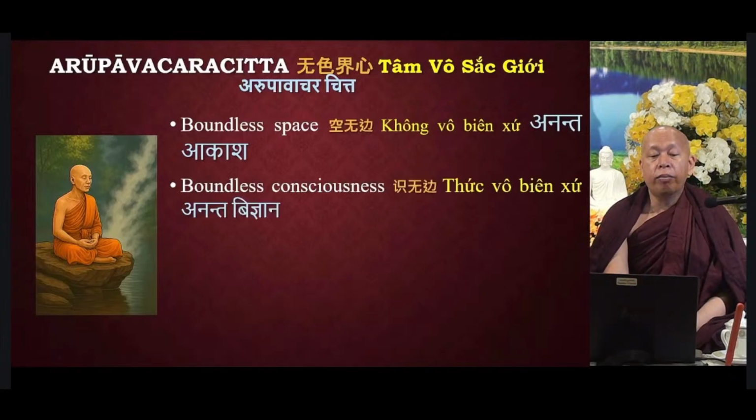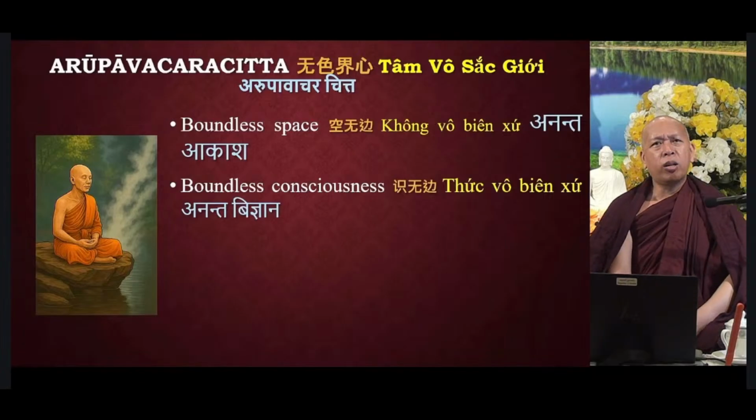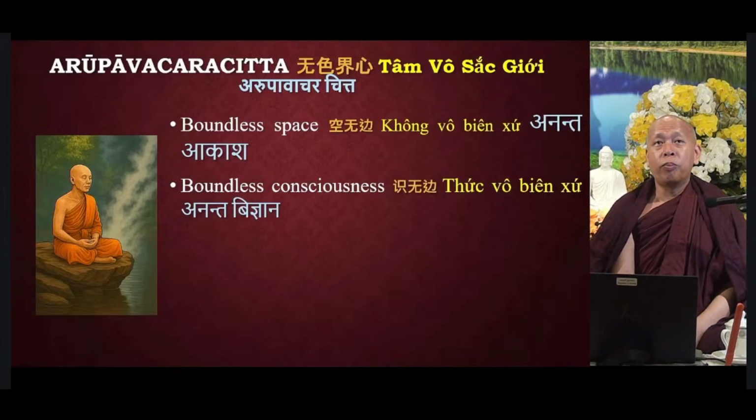Another one is boundless consciousness. So what does it mean, boundless consciousness? Consciousness doesn't have a boundary. Why is that happening? Do we have a boundary of consciousness? You can practically know now. Even when you're trying to know one object, it's not that easy, right? No boundary of the consciousness.